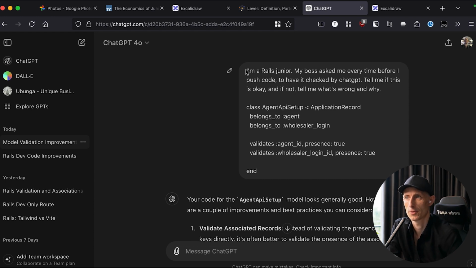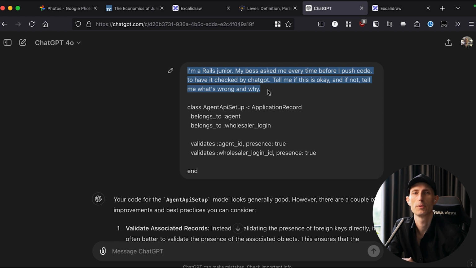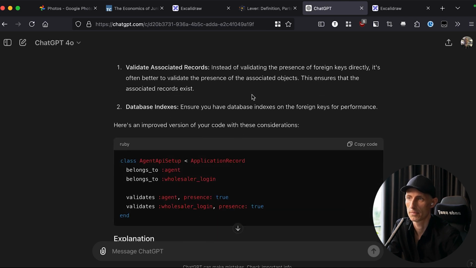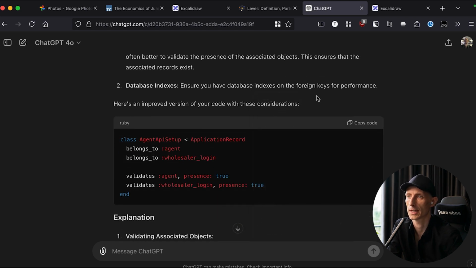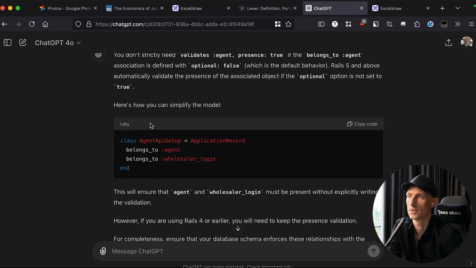And now this is a prompt that someone can use in order to just do a code review even before asking some other team member. It's just that. Hey, I'm a Rails junior. My boss asked me every time before I push code, just help me with this. Help me with what I could do better before I ask a human to review my code. And what came here, I mean, some things did not exactly work because for some reason ChatGPT didn't pick it up. So here, I had to go a bit further.